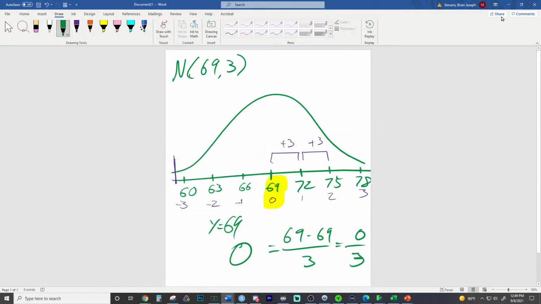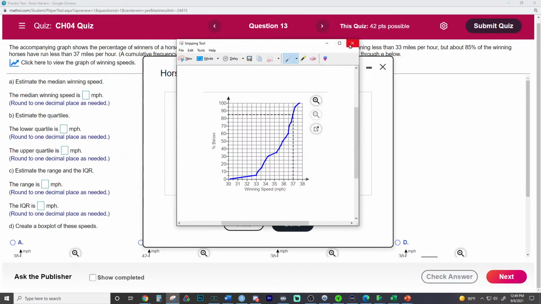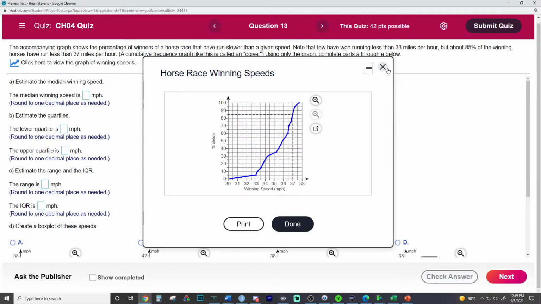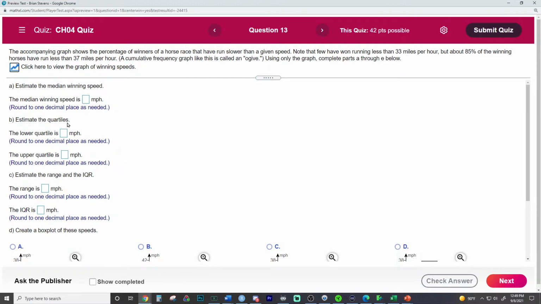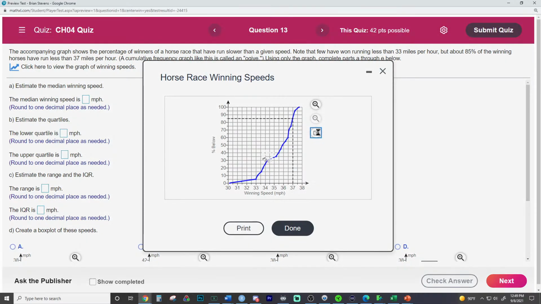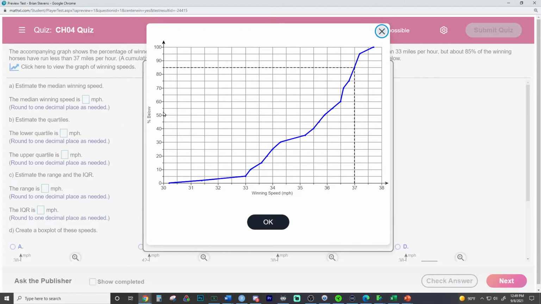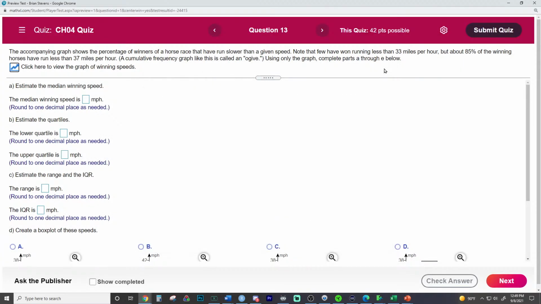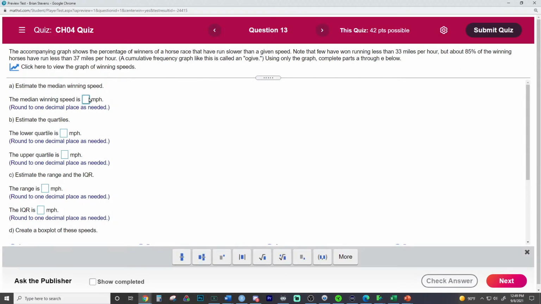Let's go ahead and take a look at the problem and see what we got right here. The problem says the median winning speed, which we were just talking about, and we'll zoom in here again. The median winning speed, which is right here, and we trace over, we said was 35.9. So doing it this way, you can hardly get an exact. They have a plus or minus of like 0.1 in here. Just kind of look closely.